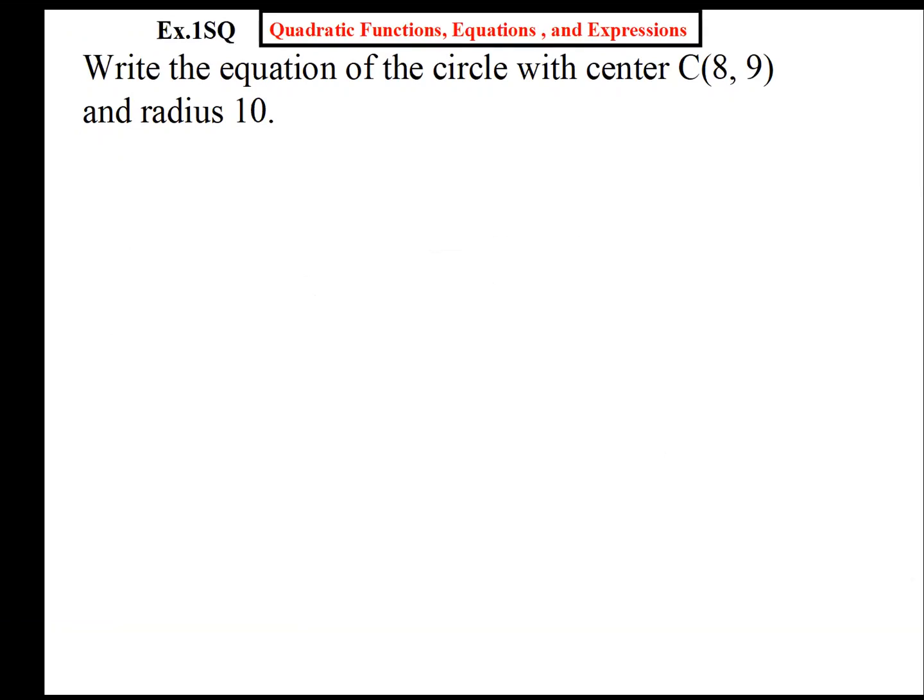All right, example 1 mega cube. Center is -3, 0, and the radius is 6. Write your equation for the circle using that information. I'll give you some time. Ready and go. All right, let's see what we got.